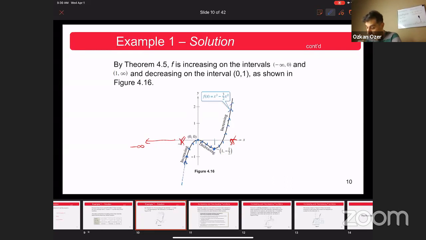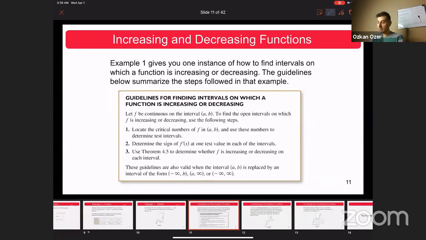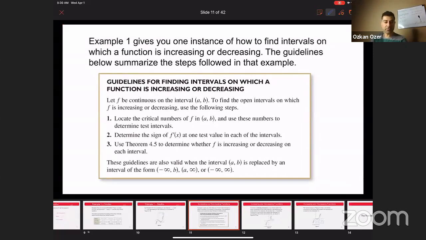All right. Any questions so far? I'll just clean this up. If not, I'm going to continue with more sort of a guideline to determine the decreasing behavior.